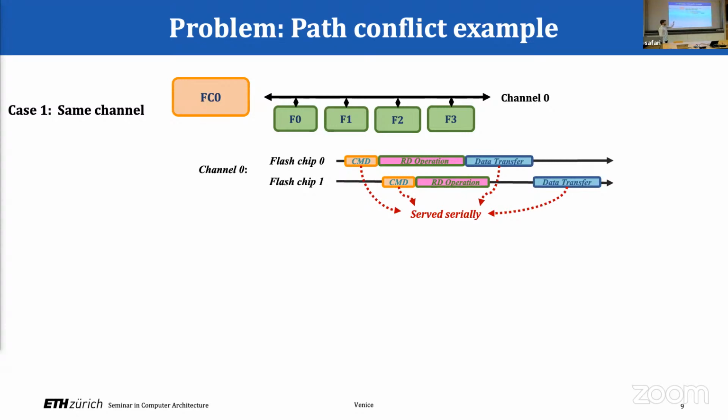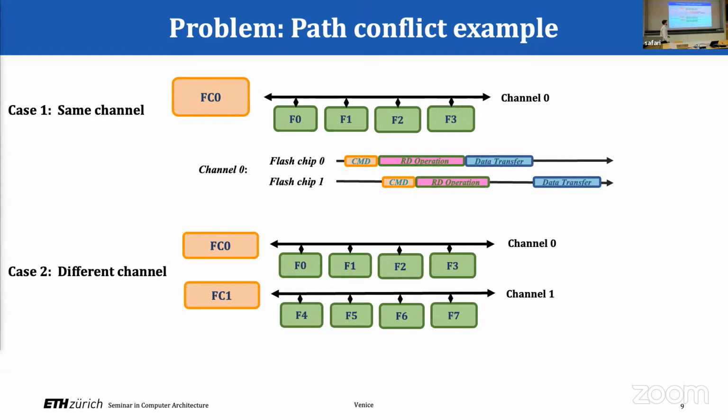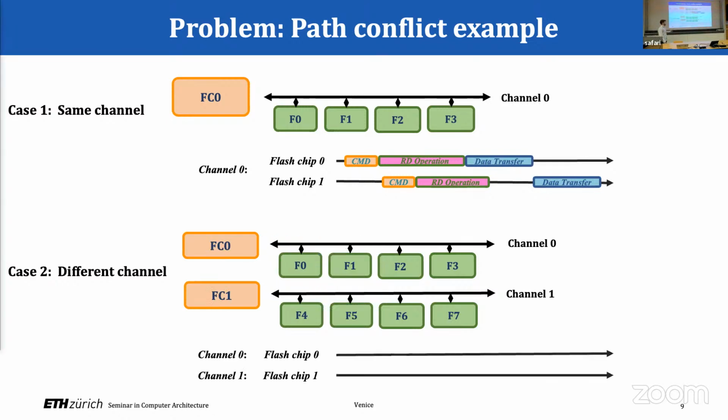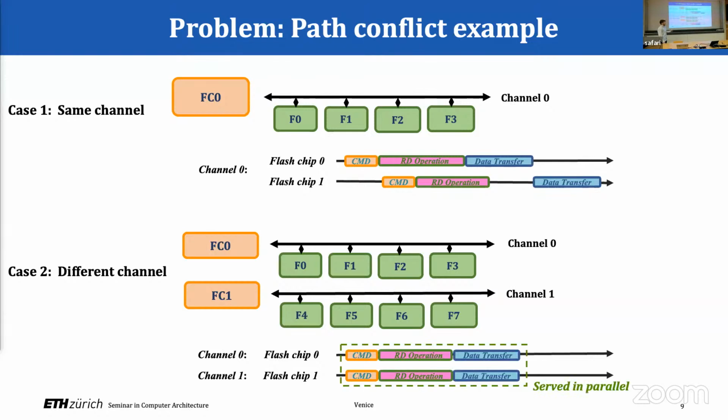Basically, the first and last one can be served serially. Now look at the case where no path conflict occurs, where the requests are on different channels. So two read requests over different channels can happen simultaneously, which means all those things can be served in parallel, and we can gain a huge performance and save cycles.